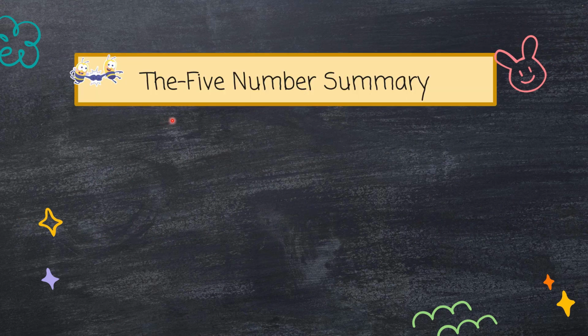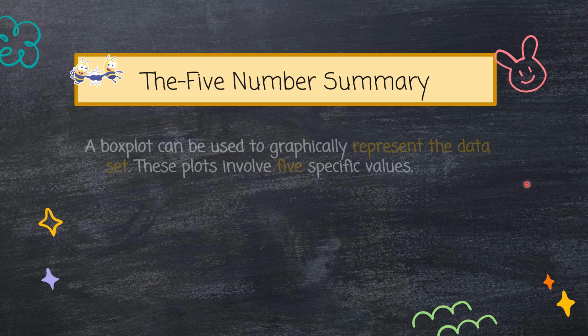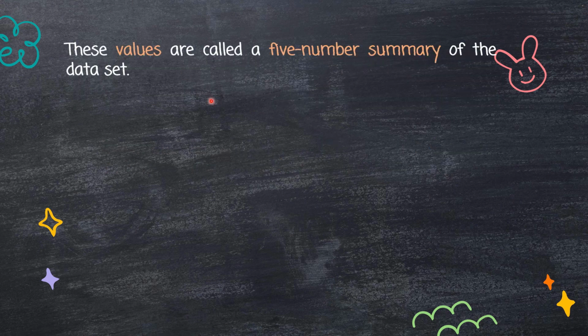Now, let's see the 5-number summary. A box plot can be used to graphically represent the dataset. This plot involves 5 specific values. So, in conclusion, your box plot must contain this 5-number summary. These values are called a 5-number summary of the dataset.